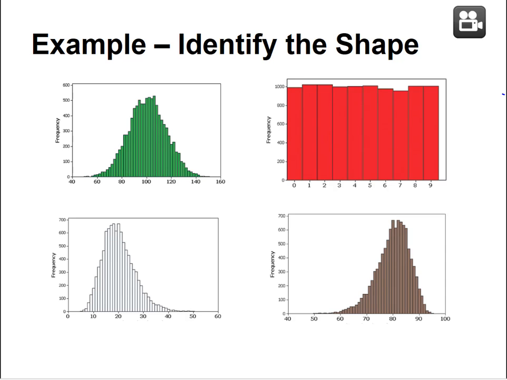Hi class, we are going to work in this video the Identify the Shape example from Chapter 2. What we're going to do is look at 4 different frequency distribution histograms, and we're going to determine the shape that these histograms make. I'm going to start with the histogram that's on the top left of the screen.